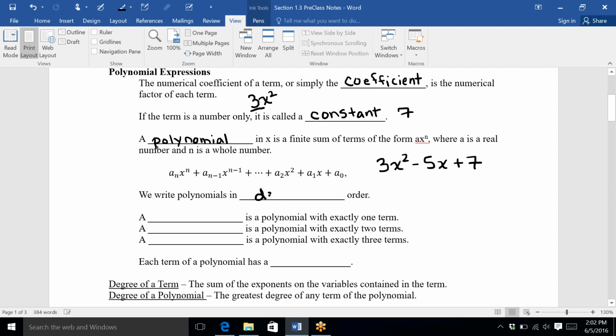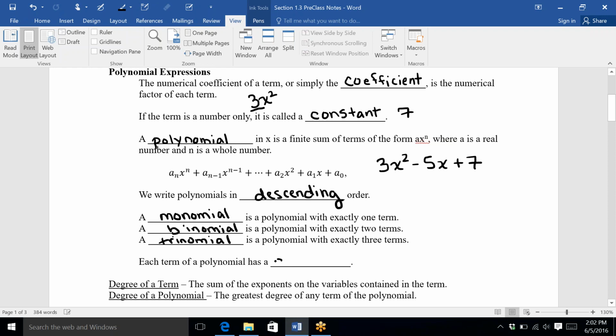We usually write ours in descending order, which is what I've written here. Descending order means the power of x goes down as we write it. So this is x squared, x to the first, and no x. If you have exactly one term, you're called a monomial. So that's just a special name. If you have two terms, it is called a binomial. If you have three terms, it is called a trinomial. And anything higher than that we just call a polynomial, but they're all polynomials.